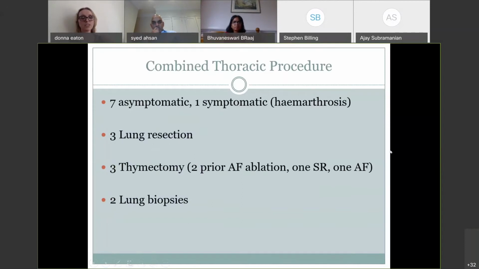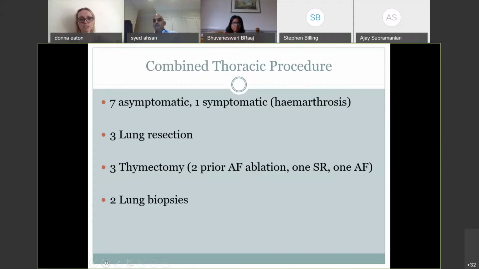So for the patients that are thoracic patients having other thoracic procedures, there's been 8 of those. 7 of them had asymptomatic atrial fibrillation, were all aware that they had atrial fibrillation, but hadn't had any complications as such. And 1 was symptomatic, as in she'd been treated for atrial fibrillation, and she'd had a hemarthrosis. She was kept on anticoagulation. She'd a further hemarthrosis of her knee and ended up with a knee replacement as a result of her anticoagulation.